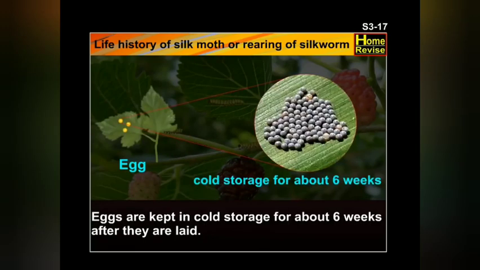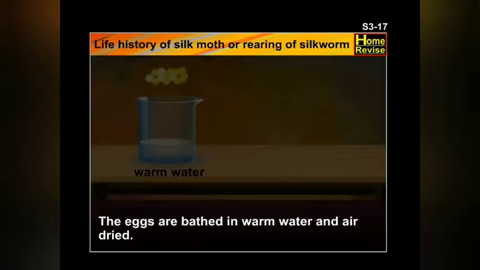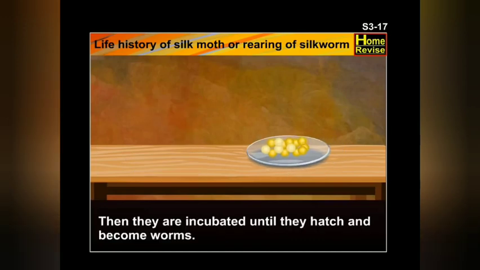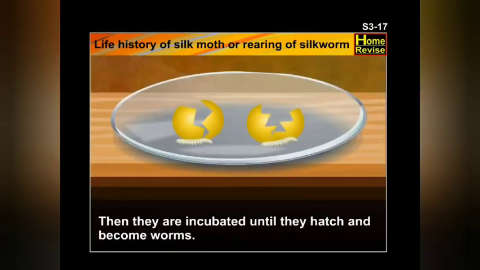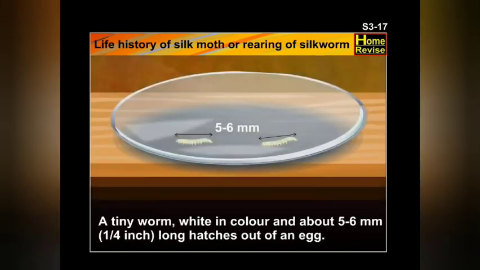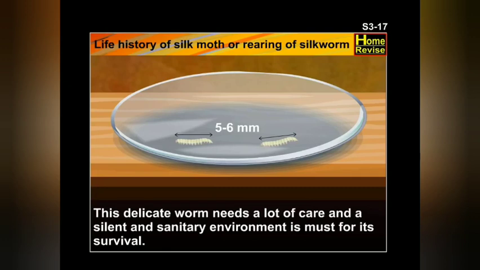Eggs are kept in cold storage for about 6 weeks after they are laid. The eggs are bathed in warm water and air-dried. Then they are incubated until they hatch and become worms. Hatching takes about 30 days. A tiny worm, white in color and about 5 to 6 millimeters, that is a quarter-inch long, hatches out of an egg. This delicate worm needs a lot of care, and a silent and sanitary environment is a must for its survival.